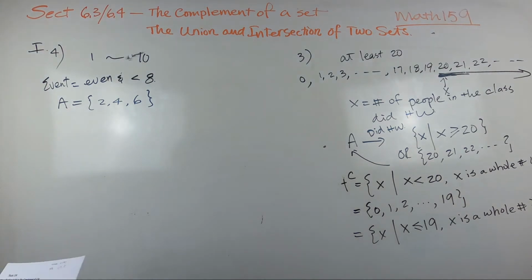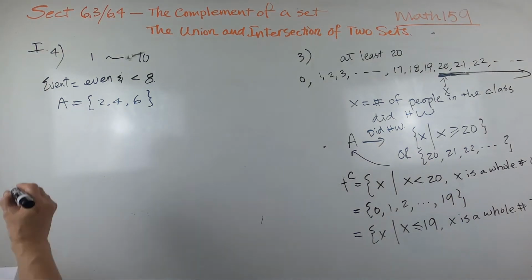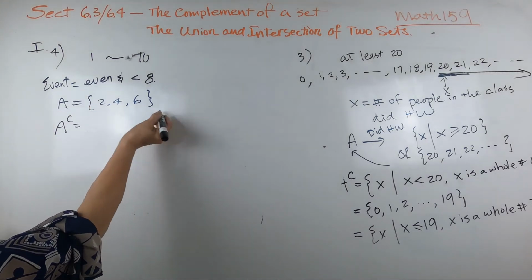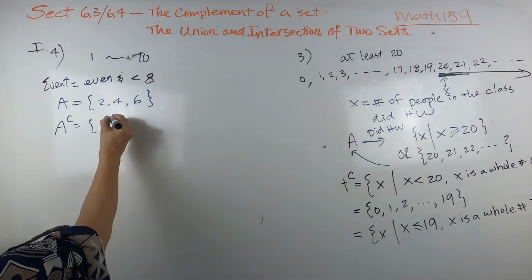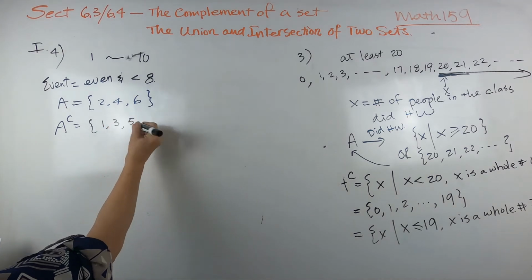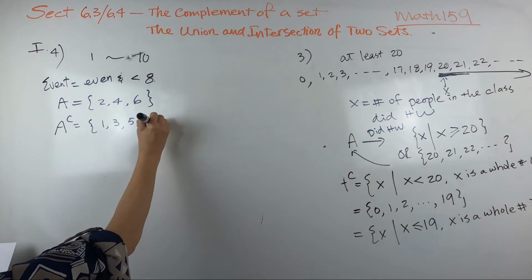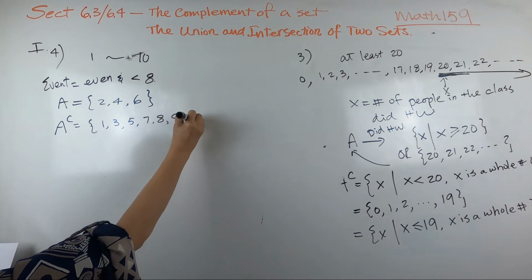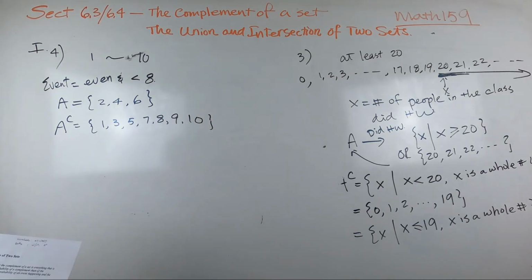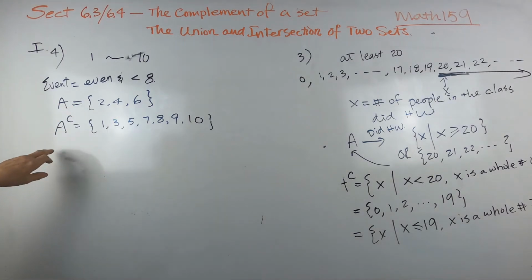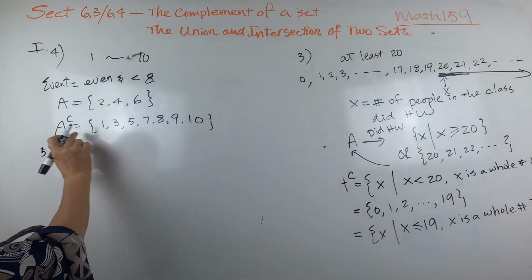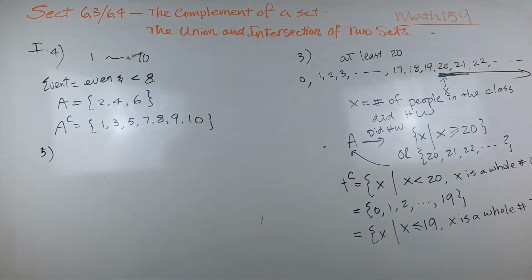You want to find the complement of A. What's the complement of A? Those not in A, between 1 and 10. That will be 1, 3, 5, 7, 8, 9, 10, all the way up to 10, because that's the set of numbers we use. That's how we find it for the event. You show it that way, and the complement, we show it as such.